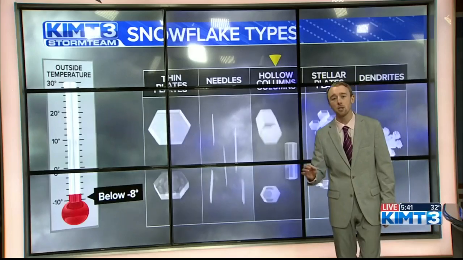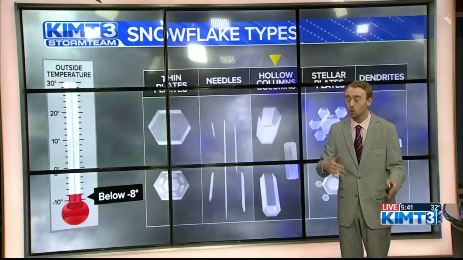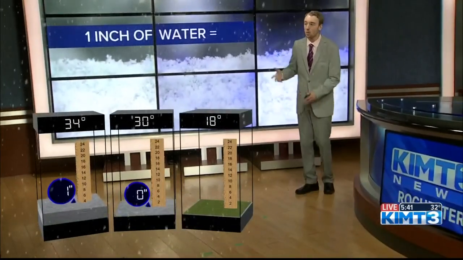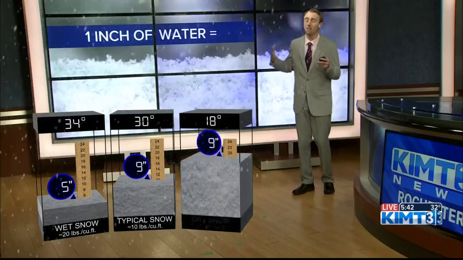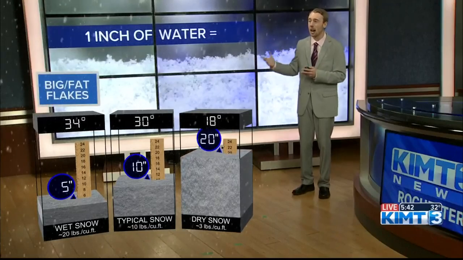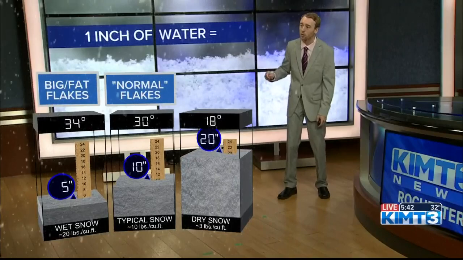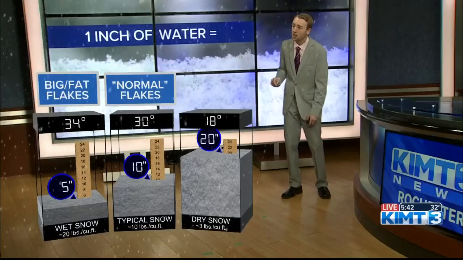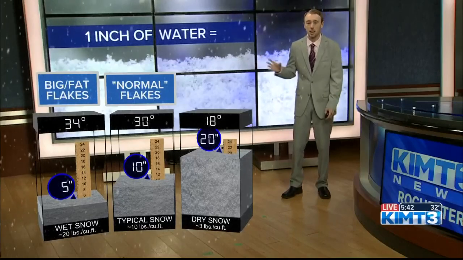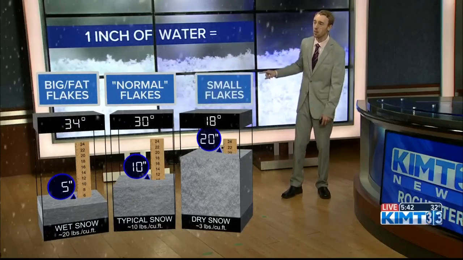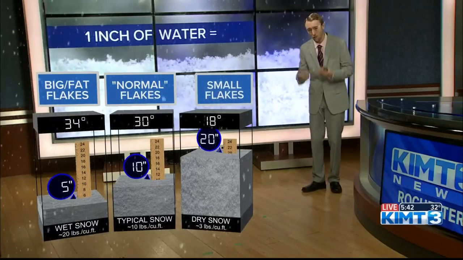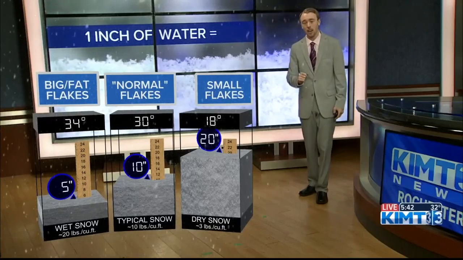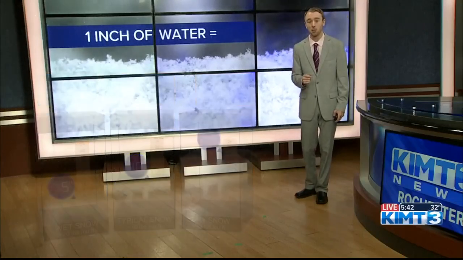But how does this compare to our snowfall totals? Of course, our winter weather awareness topic this week is snow ratios. So when we start getting those big, fat flakes, the more complex flakes, that's when we get those lower snowfall totals. More normal flakes like the hollow columns, stellar plates, that's around those more typical snows, around a 10-to-1 ratio. And then, of course, the small flakes, the really tight ones, they can accumulate pretty efficiently. We start to get those higher snowfall totals as well, above that 10-to-1 ratio.